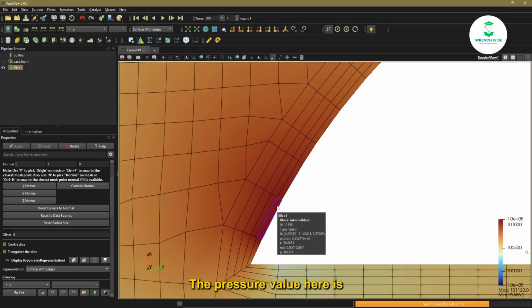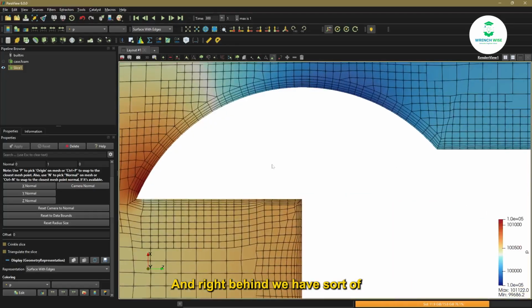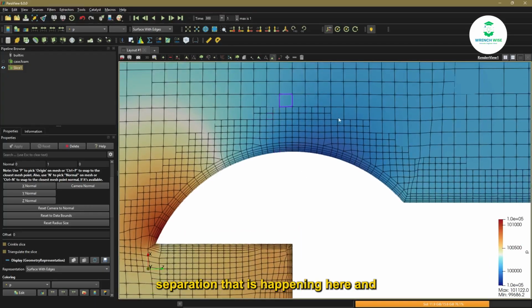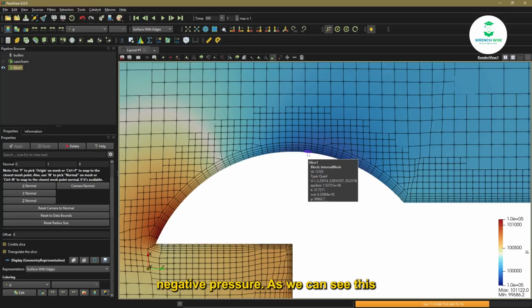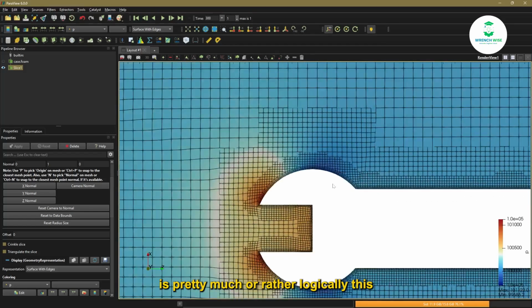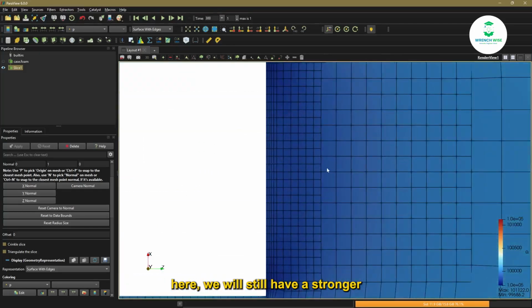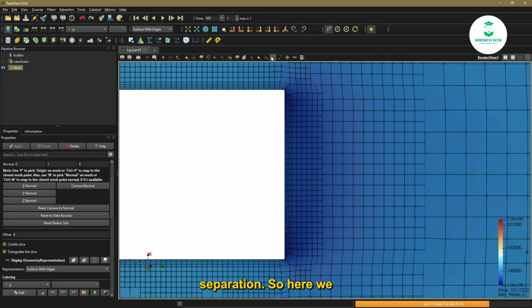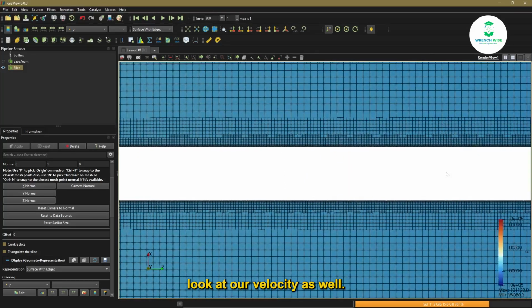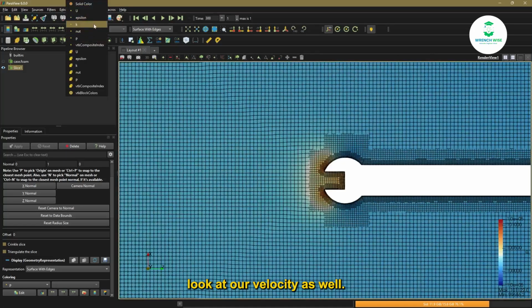the pressure value here is quite high. It's 1126 pascals above our reference, and right behind we have separation happening here, and near the wall we have negative pressure. Logically, this makes sense. Similarly, around here we will still have a stronger separation, so here we should see stronger negative pressures. Great, makes sense. Let's take a look at our velocity as well.